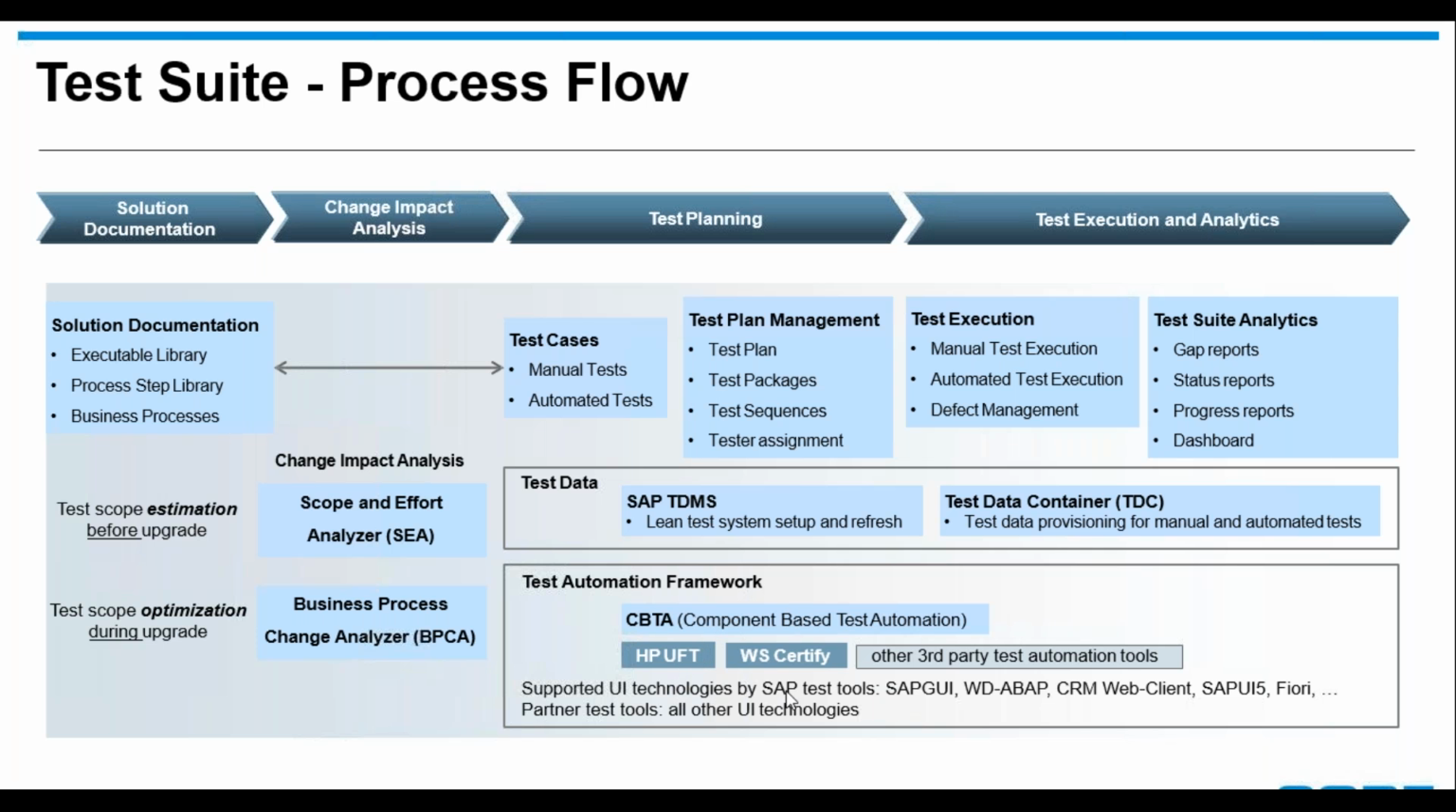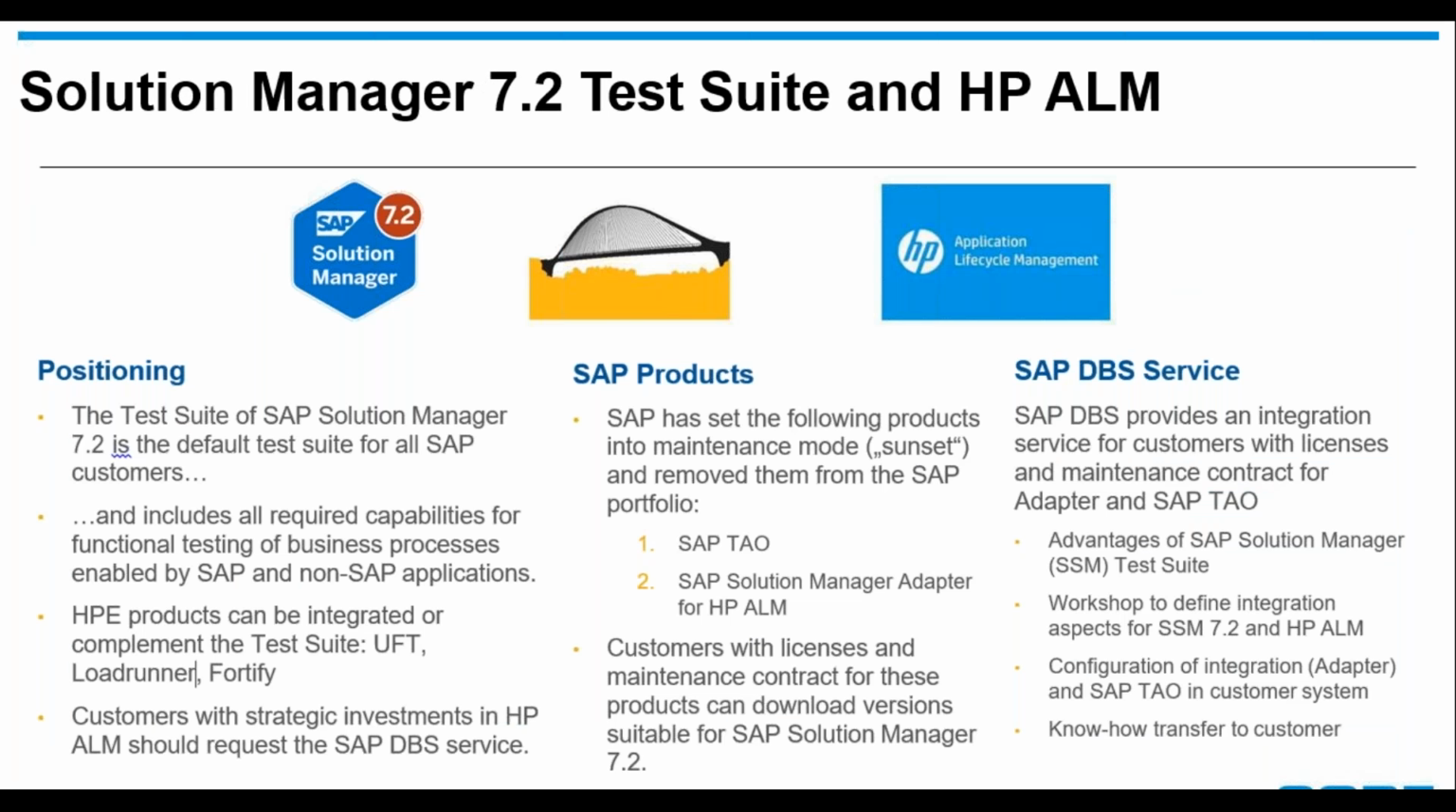So if you read here, CBTA is for SAP GUI, WebDynpro ABAP, CRM Web UI, the UI5 and Fiori. However, UFT and Worksoft certify and other third-party tools or partner tools for non-SAP. So when we talk about SAP and non-SAP from an automation perspective, that's how that works out.